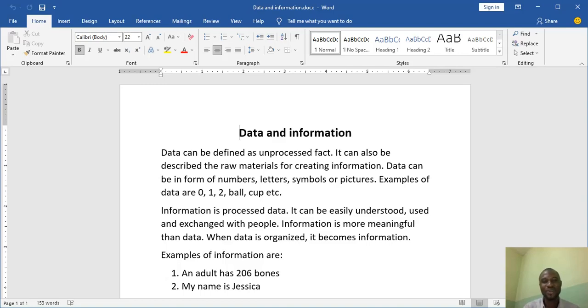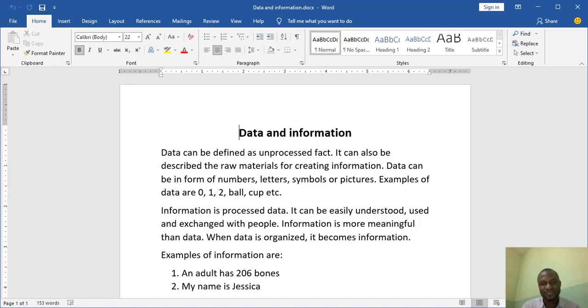Welcome to today's lesson. Our topic for today, like you have seen on the screen, is data and information. Some people use those two words interchangeably, but actually they are not really the same. Today we're going to look at the difference between data and information, the meaning, as well as the sources of data and information.